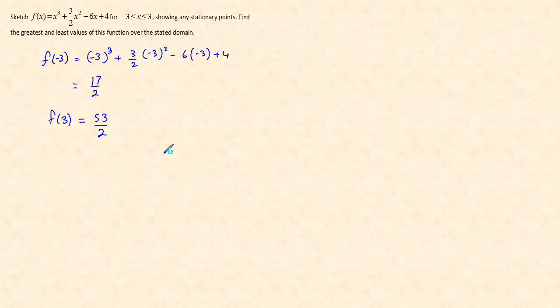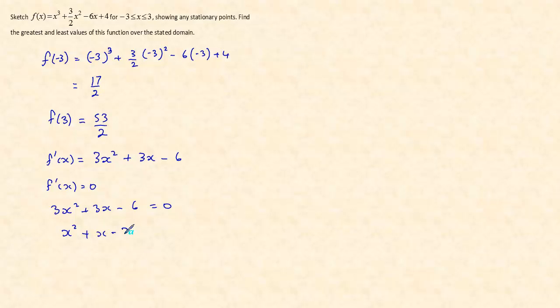Now we need to look for turning points. So differentiate: f dash x is 3x squared. Now if we do this one, the 2 comes down and multiplies, which cancels with the 2 on the bottom, so we'll get 3x and minus 6. So if we want f dash x to be equal to 0, that means that 3x squared plus 3x minus 6 equals 0. Divide through by 3, x squared plus x minus 2 equals 0. And we can factorize that.